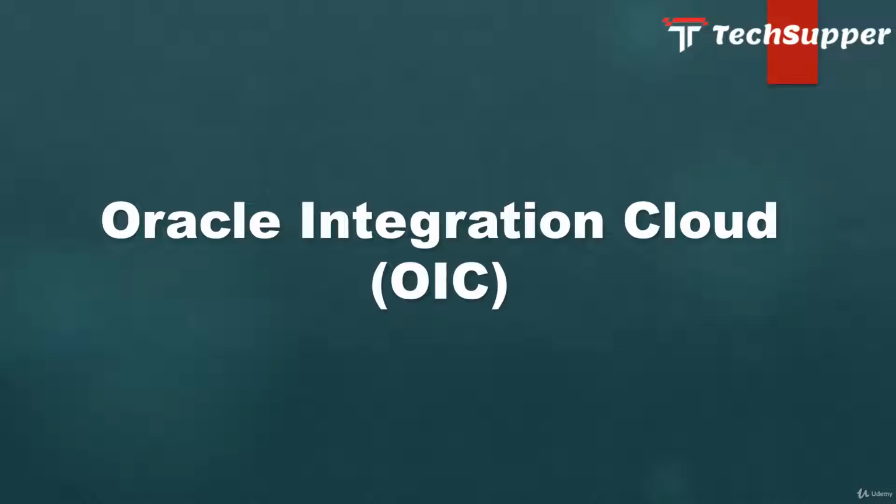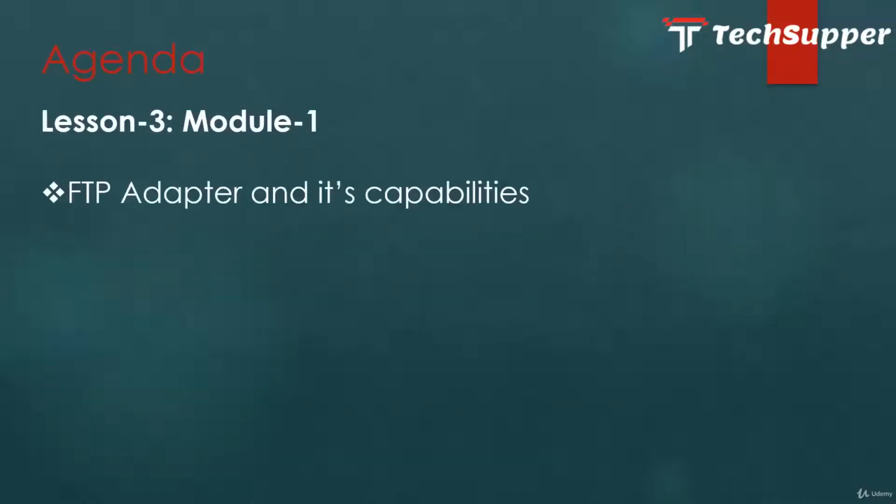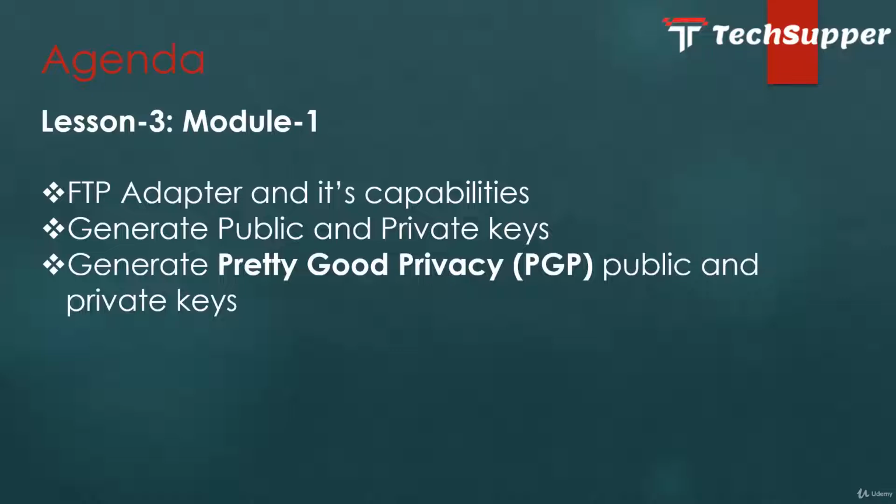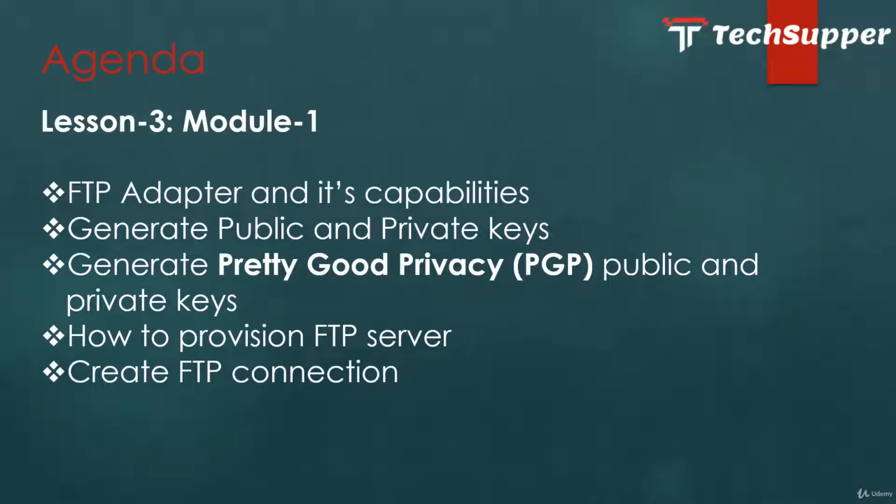So this video is part of lesson 3 and today we are going to cover the FTP adapter and its capabilities, how to generate public and private keys, how to generate Pretty Good Privacy public and private keys, how to provision an FTP server, and then how to create an FTP connection. Why are we generating these keys? Because we will use all of them in my FTP connection. The public and private keys will be used to provision the FTP server, and the same will be used while creating the FTP connection.